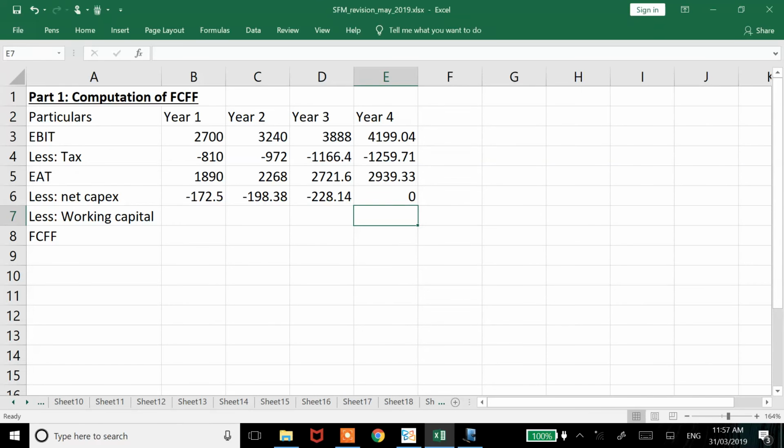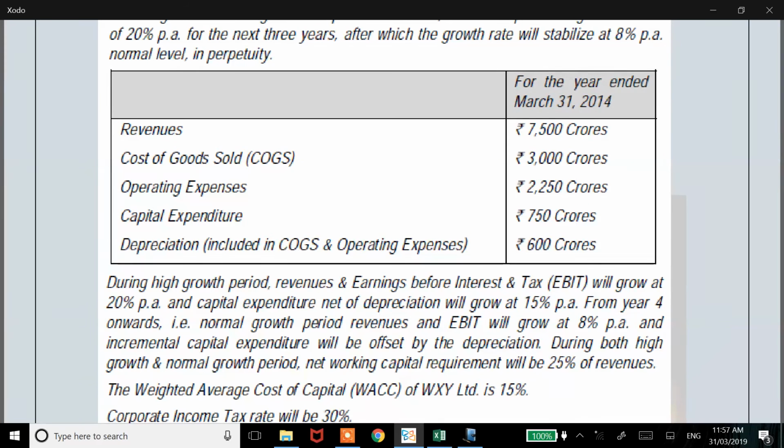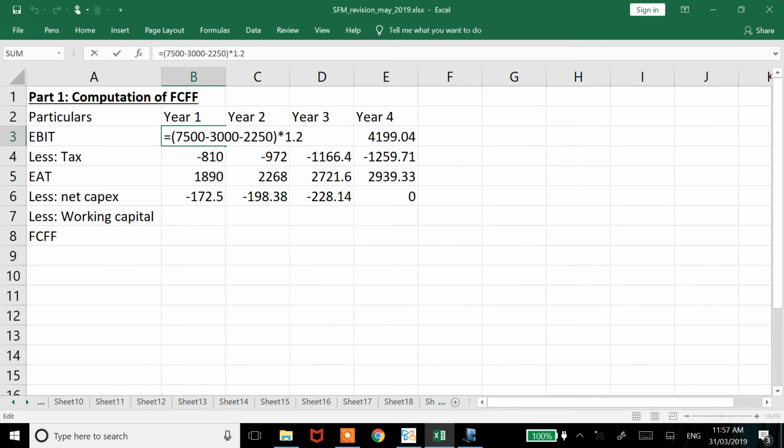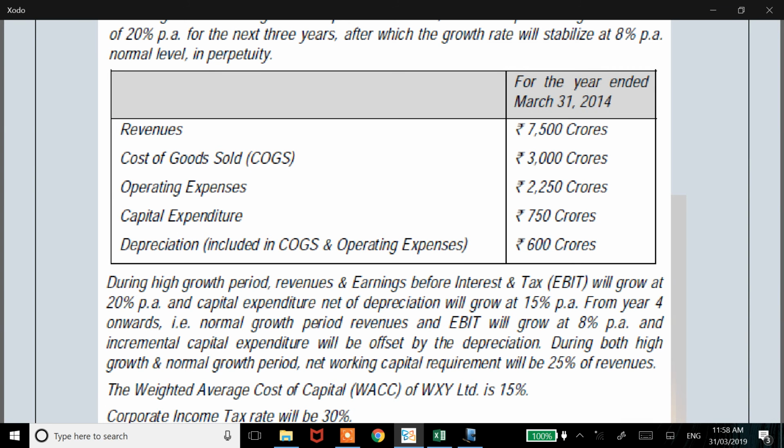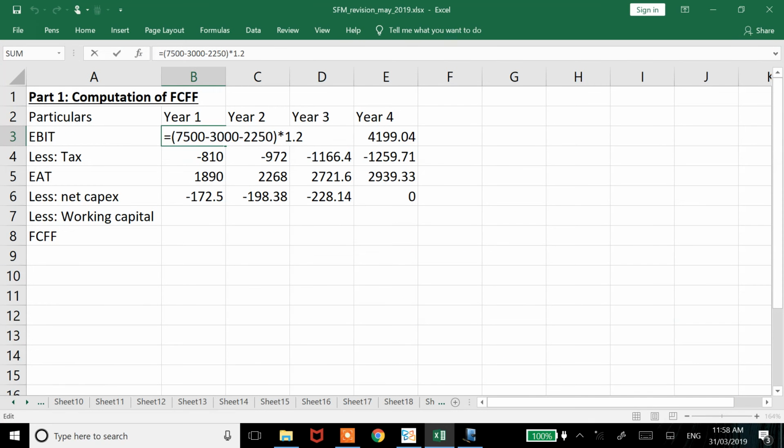You will start with EBIT. Your EBIT is going to be revenues minus COGS minus operating expenses, and then add 20% to it. That will be the starting point of the question. Revenues minus COGS minus operating expenses. Let's not worry about depreciation because depreciation is already included somewhere. So I do this into 1.2. I directly then deduct the tax. I get EAT. I'm not adding back depreciation because I'm working with net capex.